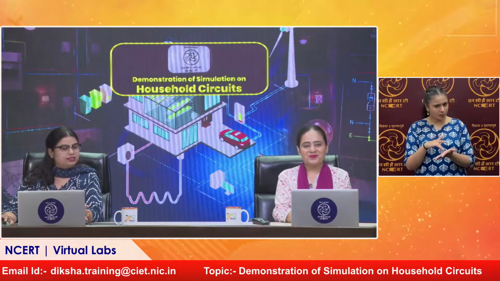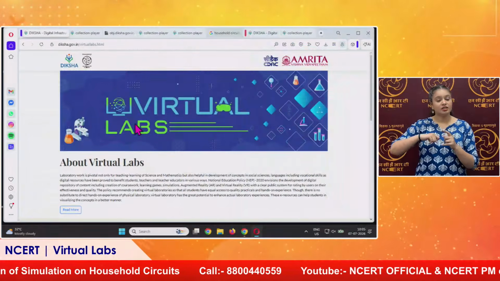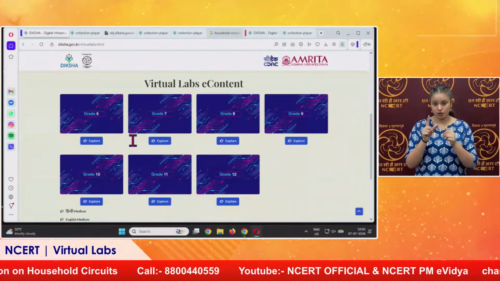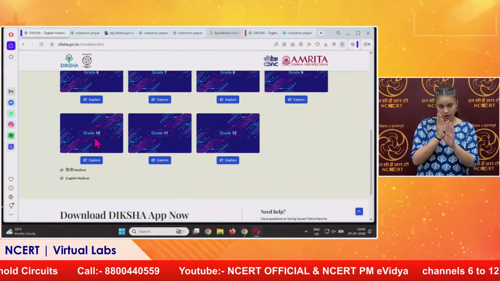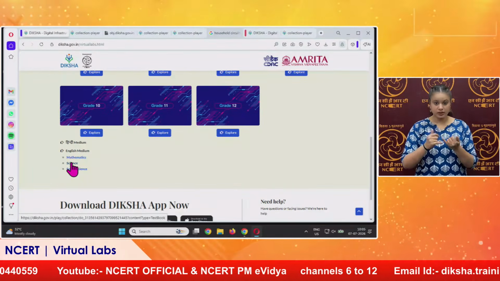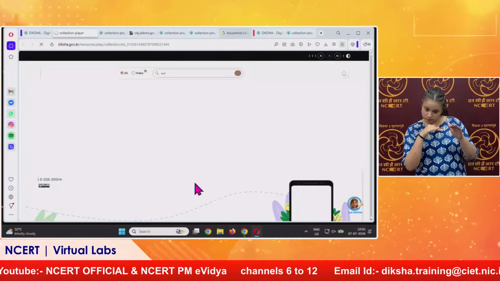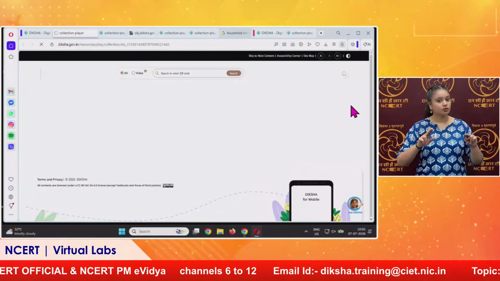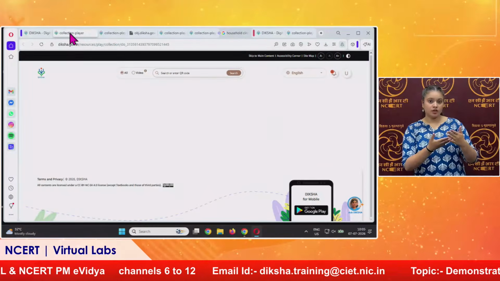It is compatible with mobile phones as well as desktops. You can go through it, and I will simply show it to you, like Diksha. From these virtual labs, one vertical is there, and here you can go directly to class 10th, grade 10th, English medium, science. Once you click it, you will get an entire TOC on the right-hand side, where all the experiments are available.